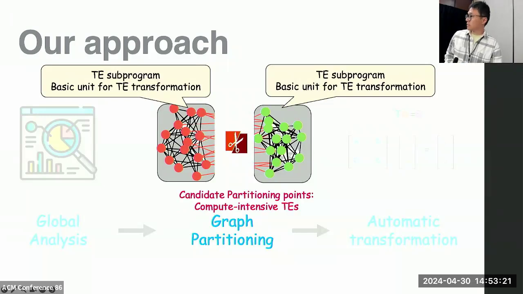After splitting the whole tensor expression program, it becomes tensor subprograms, and the tensor subprogram serves as the fundamental unit for the high-level transformations and the backend code generation, which means each tensor subprogram generates one kernel. As for the candidate partitioning points, we only consider the compute-intensive tensor expressions, as typically the compute-intensive tensor expressions consume more shared memory compared with the memory-intensive tensor expressions.